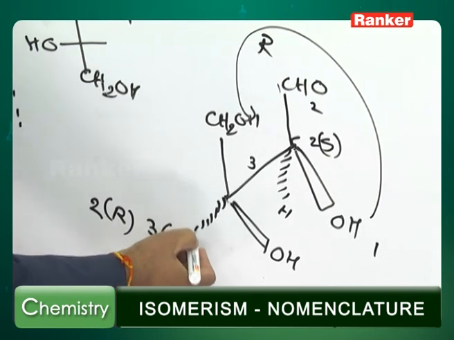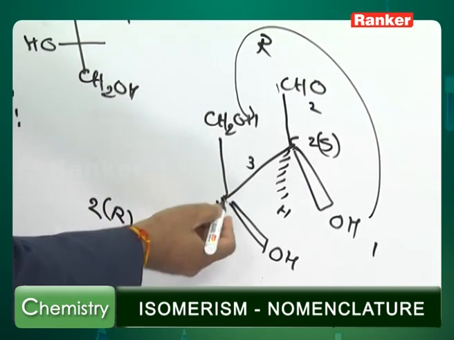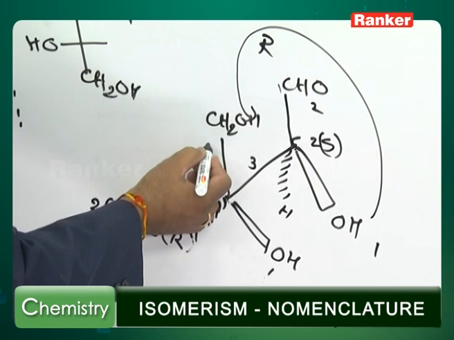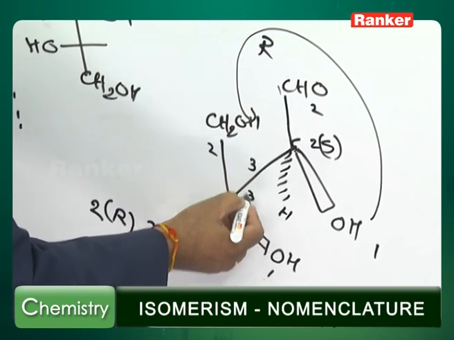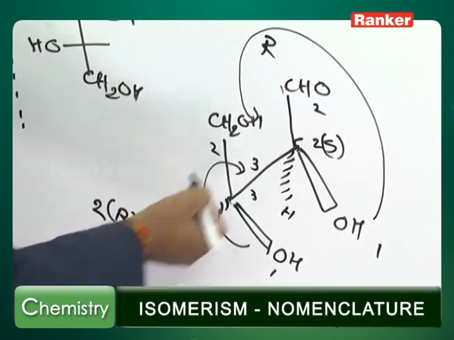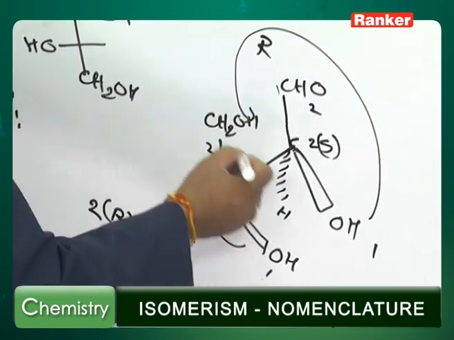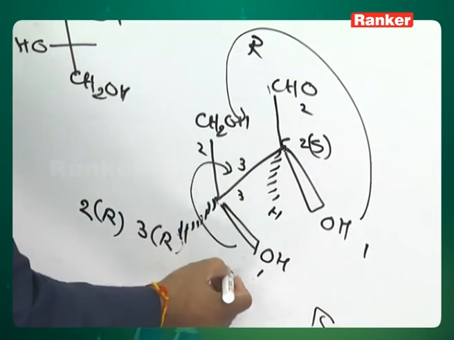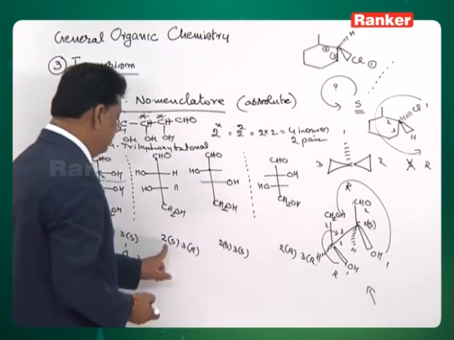Now here also the hydrogen is backside, isn't it? Hydrogen backside, this is 1, this is 2 and this is the third group. So 1, 2, 3 is going the opposite way. That is clockwise, clockwise means it is R. So at the third carbon we have an R.